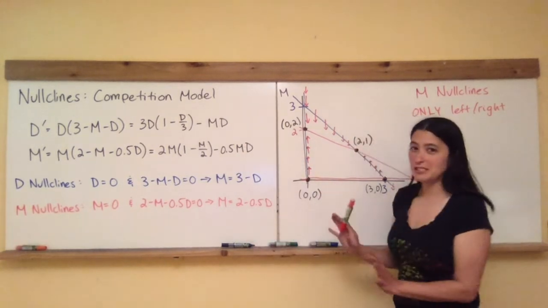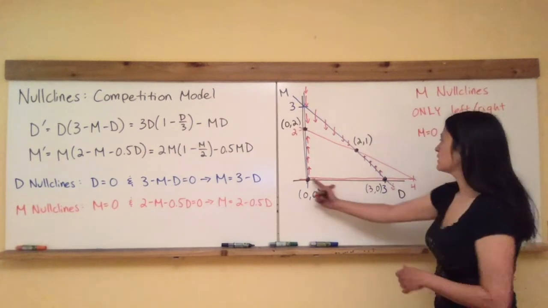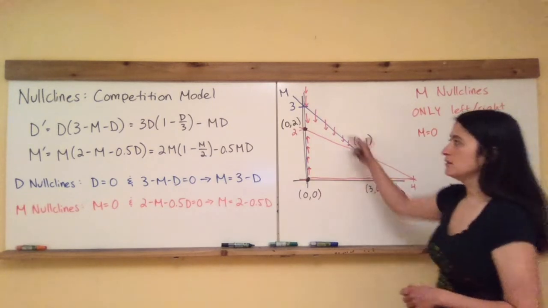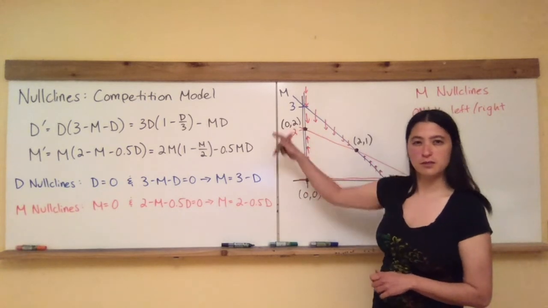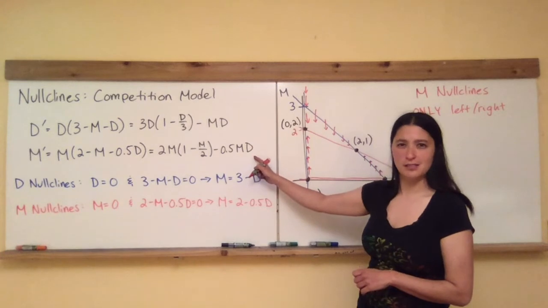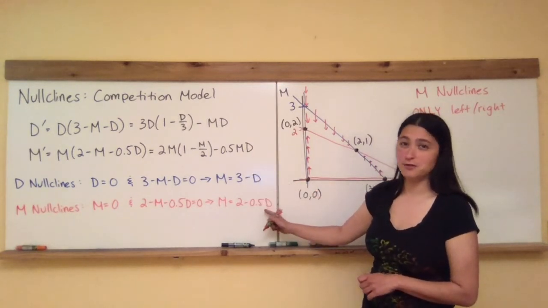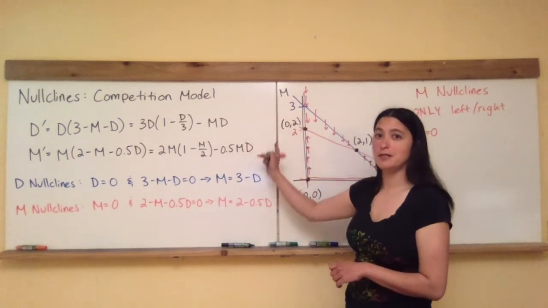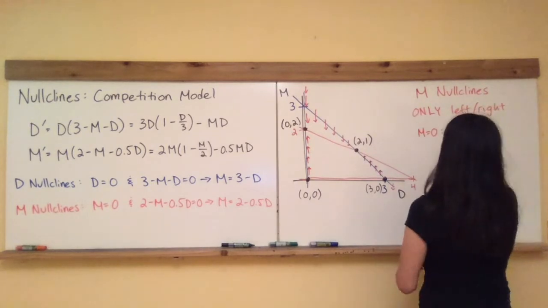Okay, let's start with the easy one. M is equal to 0. We'll work on this nullcline right here, and we're going to plug it into the D prime equation. Remember that when you're trying to decide which equation to plug it into, if you pick one and you plug it in and you get 0, that's because you picked the wrong one. That's where the nullcline came from. So you want to pick the other one. M nullclines pick D prime. D nullclines pick M prime. Okay? And so I'm going to plug it into the D prime equation right there.